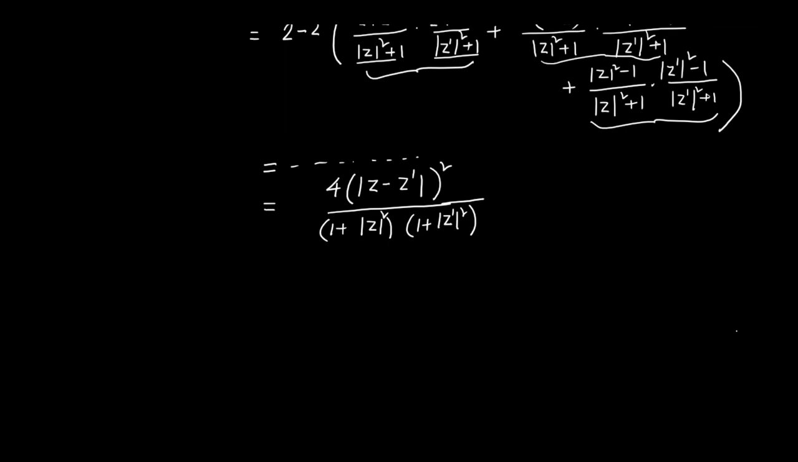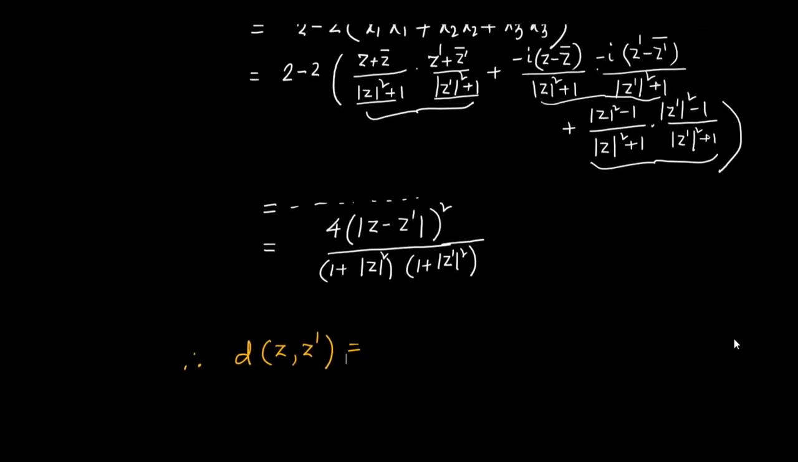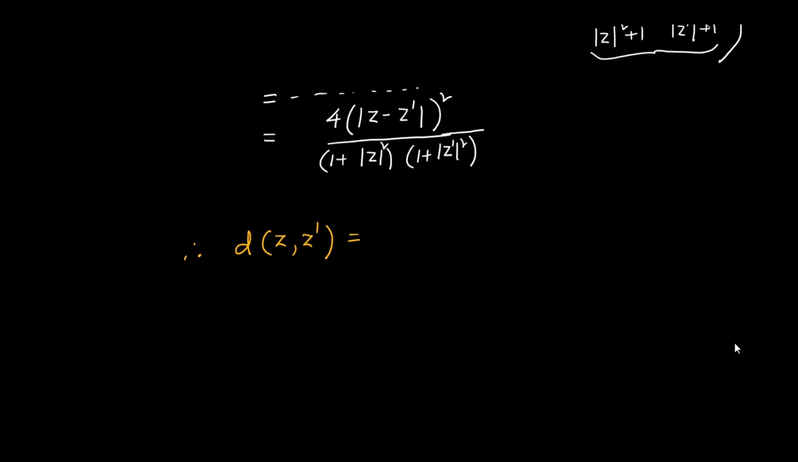Therefore, what will be the distance of z and z prime? This is d(z, z prime) whole square. Therefore, d(z, z prime) will be 2 into mod of z minus z prime divided by (1 plus mod z square into 1 plus mod z prime square) whole to the power half.